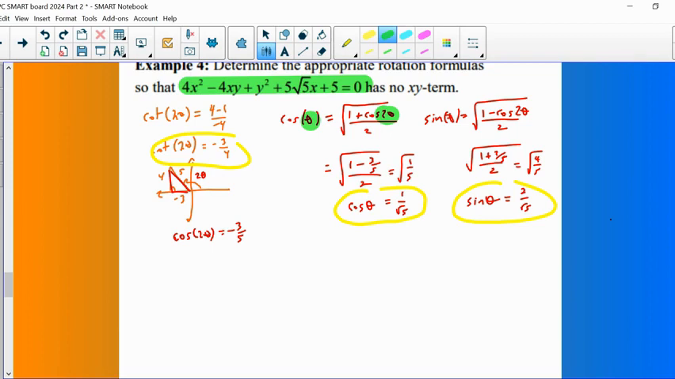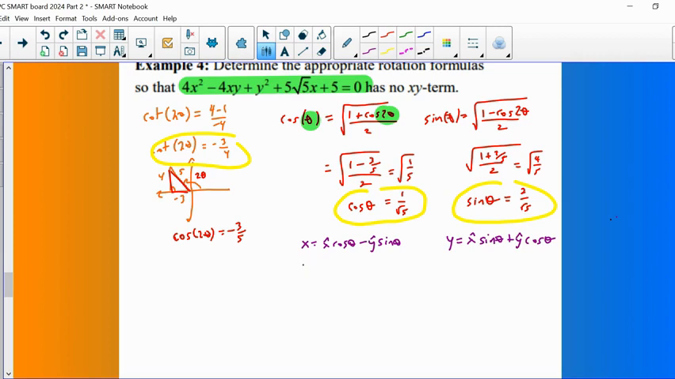Oh, but wait, we're still not done. Oh my gosh, we did all that work and I completely forgot. We still haven't done the rotation formulas. Sir Brown, this is just not good. So let's make sure we apply x is equal to x hat cosine theta minus y hat sine theta, and y equals x hat sine theta plus y hat cosine theta.